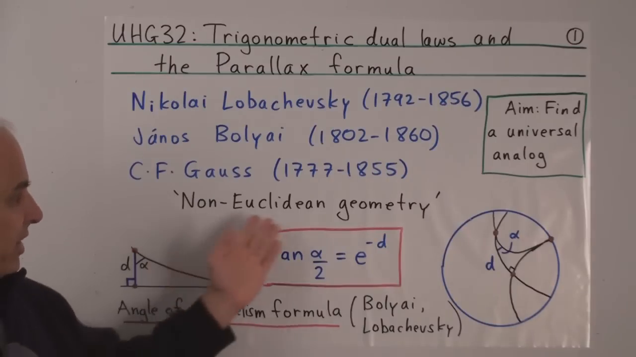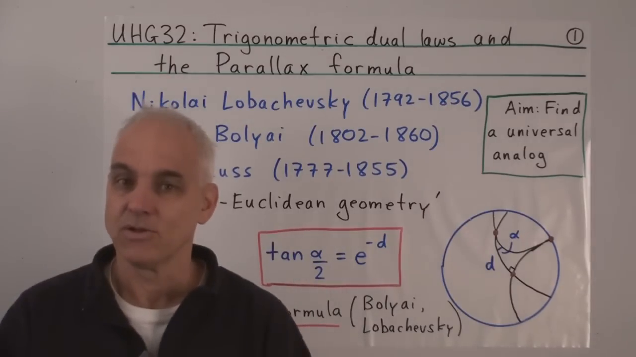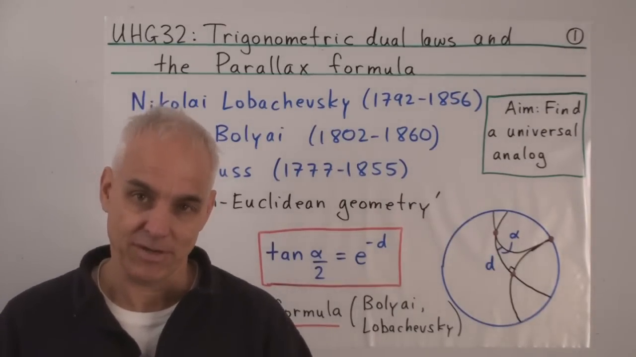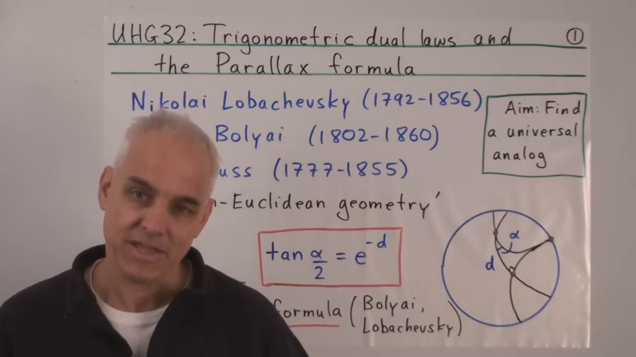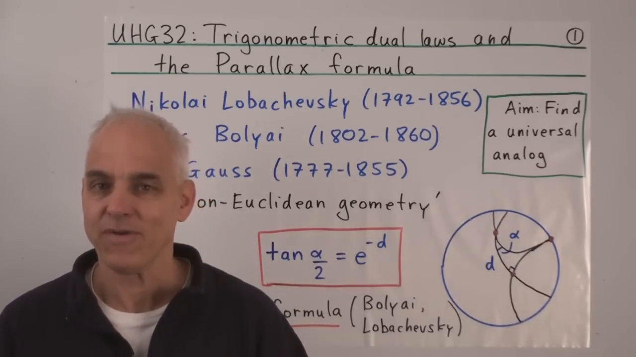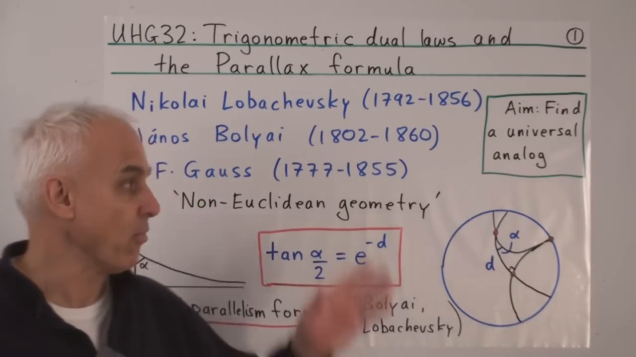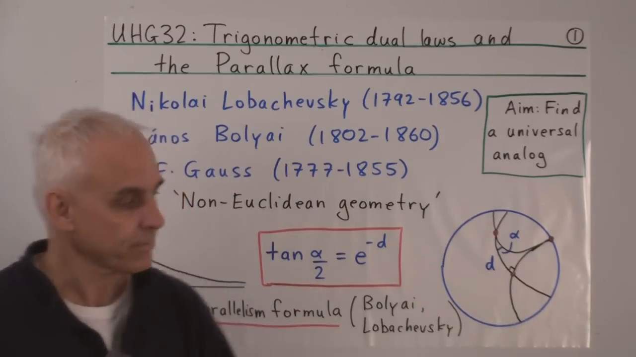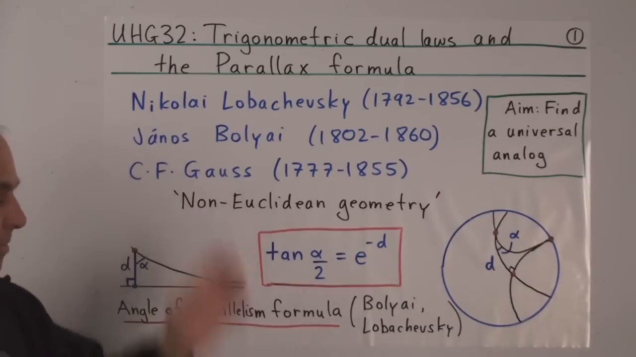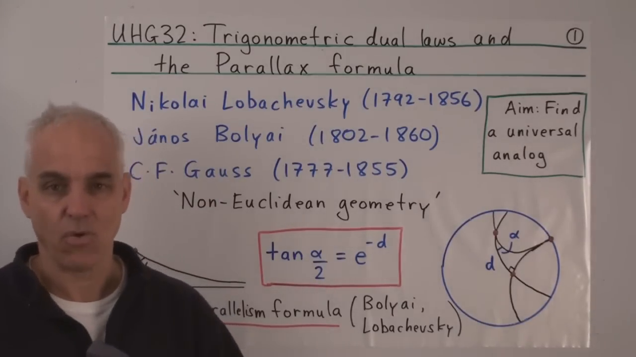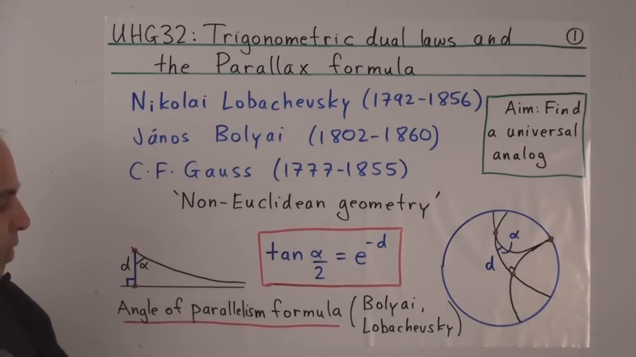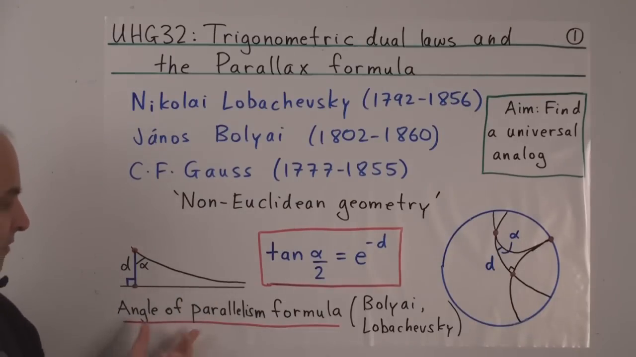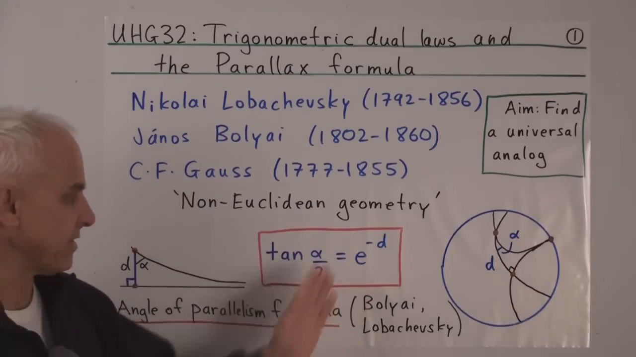The story of non-Euclidean geometry and its history is told from a somewhat radical perspective in my math history lessons. In the math history series, number 12, I talk about non-Euclidean geometry and more about these eminent mathematicians and their discoveries. I will talk more about them also at some later date in this course. Today I want to look at one particular formula that they discovered, which is this angle of parallelism formula, which has this form.